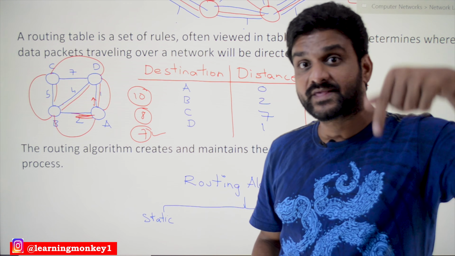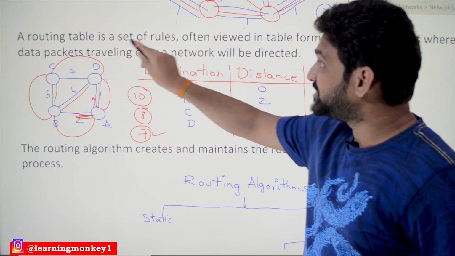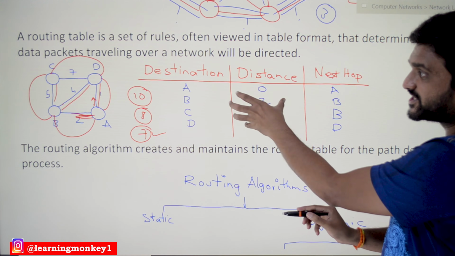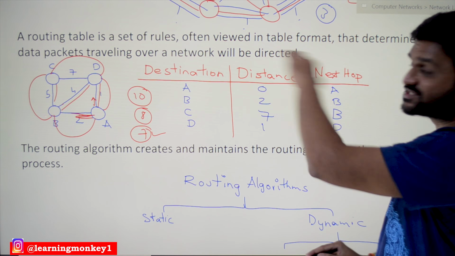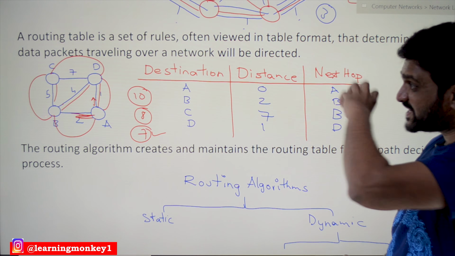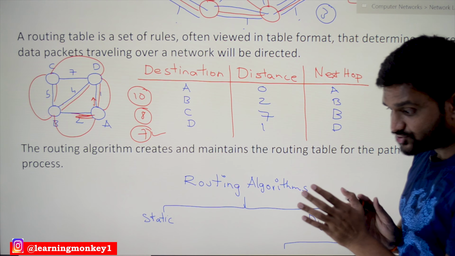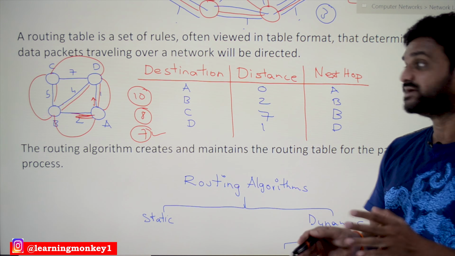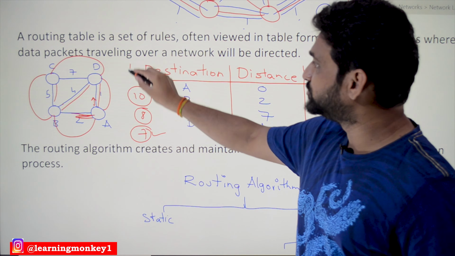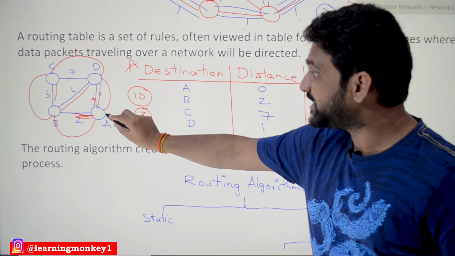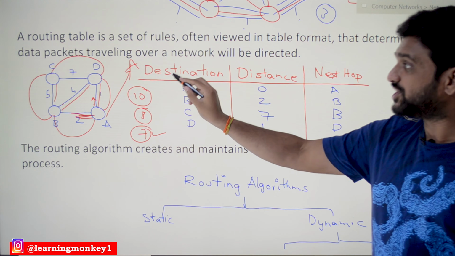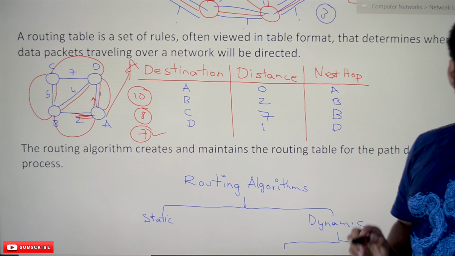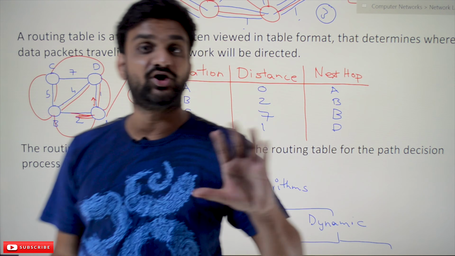That decision, see here, the routing table is the set of rules in table format. So this is the routing table that is generated at A, and this table itself is having some set of rules, and based upon this table, the decision for the data packet to get transmitted will be decided. Let's try to understand that by using this table, and this table is there at router A. So what does it consist of? The table consists of a destination column, a distance column, and a next hop column. So these are the 3 columns that will be there in any routing table.